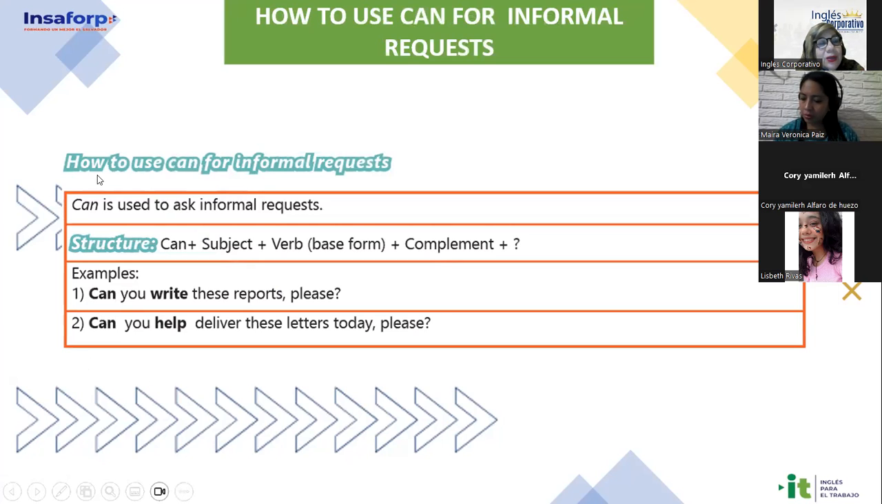Continue. Okay. How to use can for informal requests. Remember that we use could and can, but how do you use can? Can is used to ask informal requests. Structure: can plus subject plus verb base form plus complement and plus. In this case, the plus is please. You say, can you write these reports, please? Can you help deliver these letters today, please?